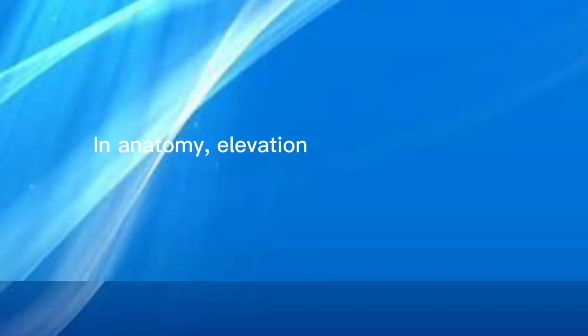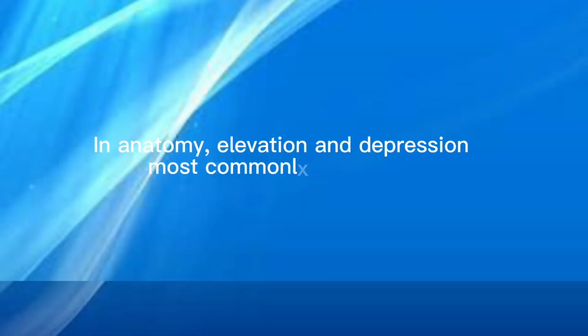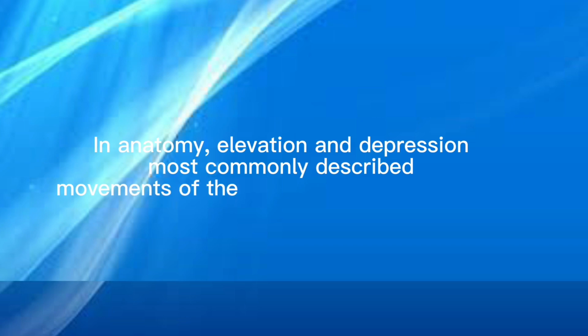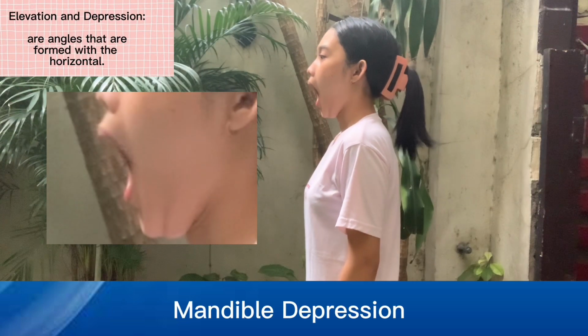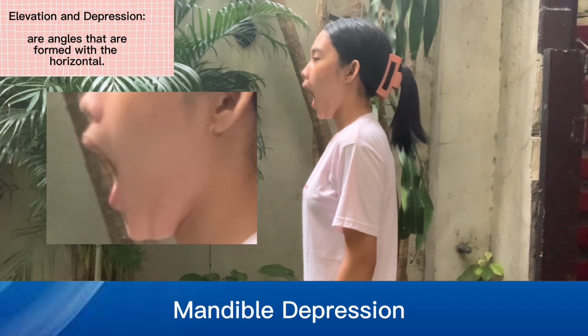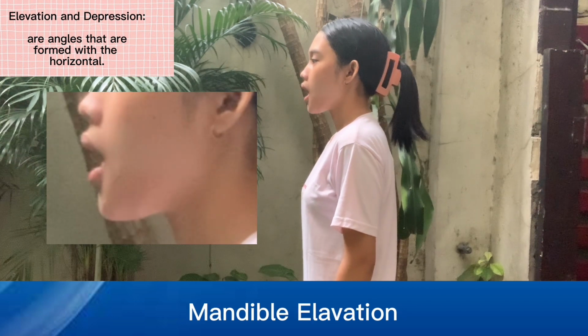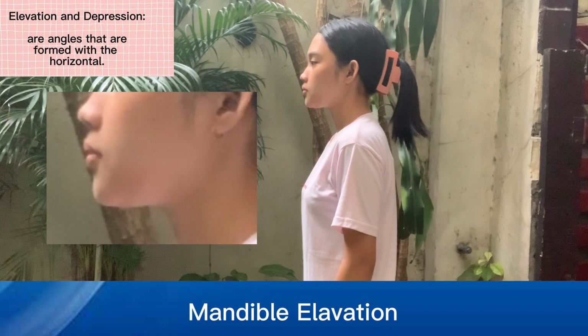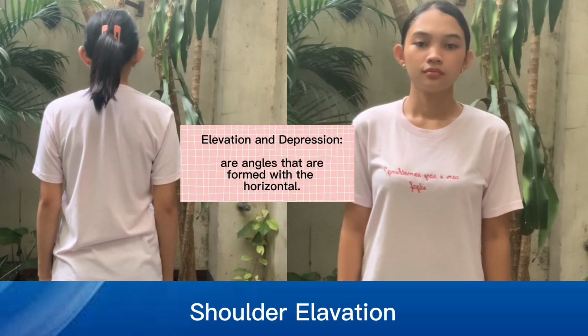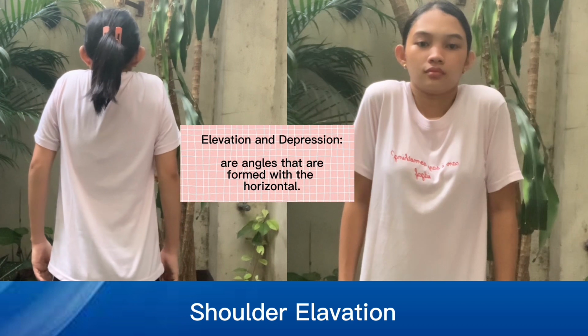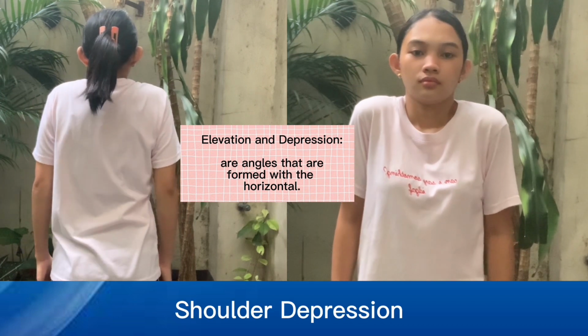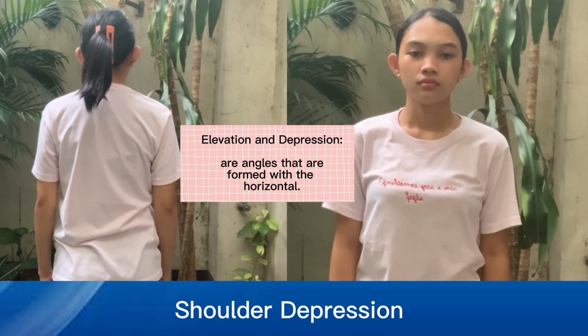The next movement terminology is elevation and depression. In anatomy, elevation and depression most commonly describe movements of the mandible or the scapulae. When you move your mandible in a downward direction, depression occurs, and when you move your mandible upward, elevation occurs. Similarly, when you move your scapulae up, elevation of the shoulder girdle occurs, and when you move them back down, depression of the shoulder girdle occurs.